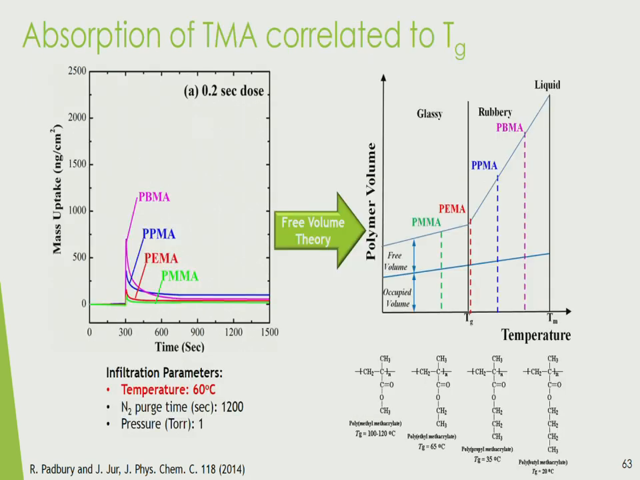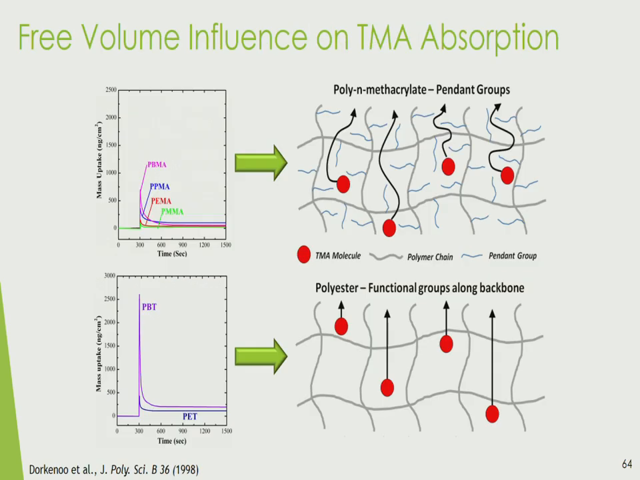We can also change the functional end groups, the length of those functional end groups. And again, this is operating at a temperature of 60 degrees Celsius for our reactor. So here we are in relationship to where TG is for each one of those polymers at that temperature. You can see that at PMMA, or PEMA, we're pretty close to the TG, but with these two, we're actually above the TG. So we're getting a much higher infiltration just on a single dose.